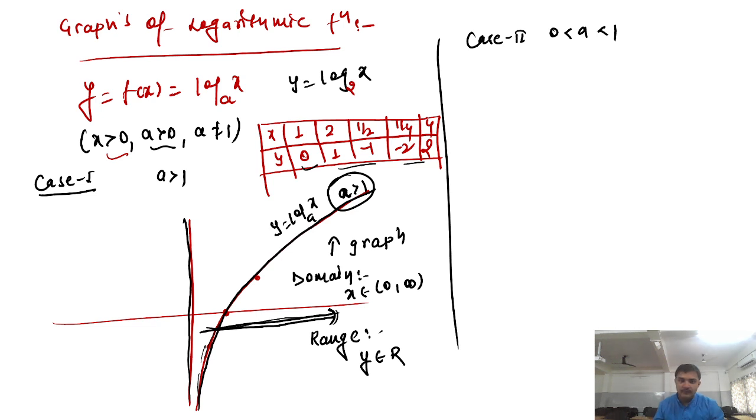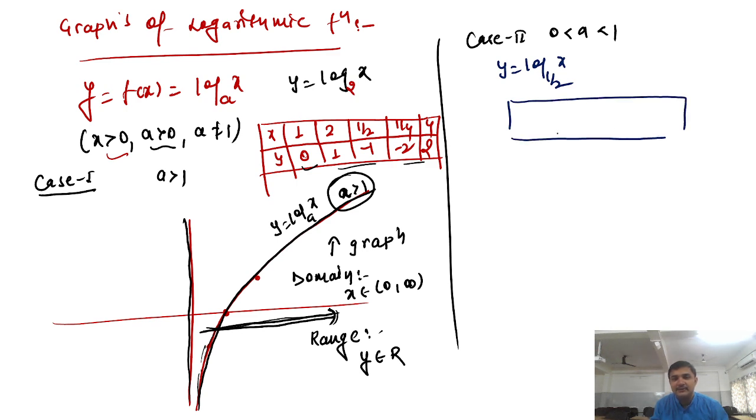Next, let's take case 2. Case 2 is when a is between 0 and 1. Okay, a is between 0 and 1. So let's say I'm taking a half. That will be okay for you, I guess. You people help me with the table. x, y. If I'm putting x equal to 1, again, which power of half will I apply so that we get 1? 0. Yes or no? Then let's say we have half here.